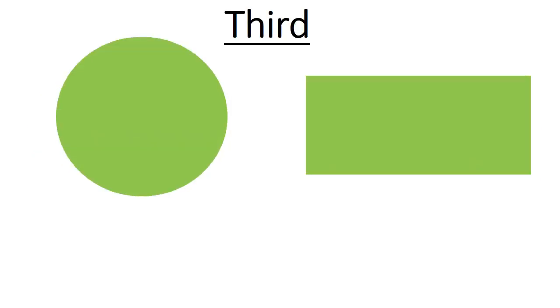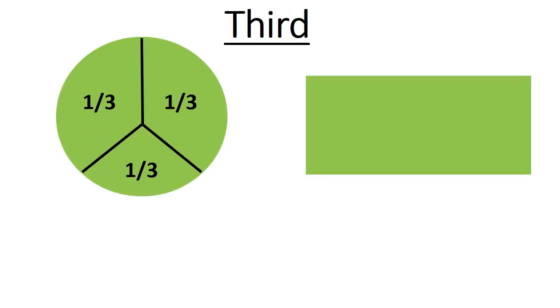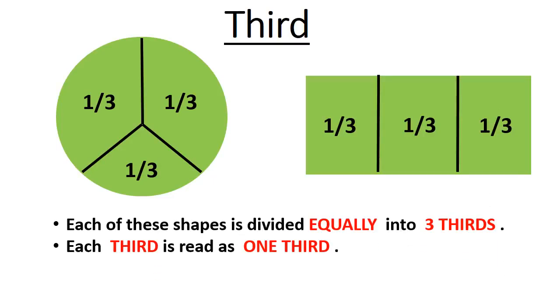Then we have the third. I have a circle here, one whole circle. I can divide it into three equal parts. Each part will represent 1/3, 1/3, 1/3. Let's see the rectangle. How can I divide it into three equal parts? Each part will represent 1/3 of the whole rectangle. So each of these shapes is divided equally into thirds. Each third is read as 1/3.